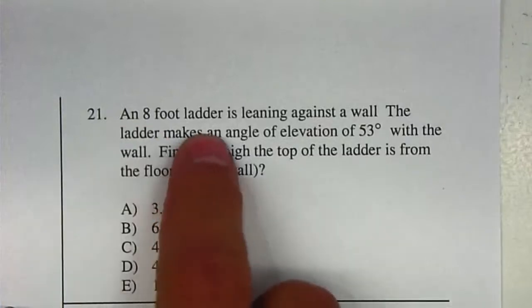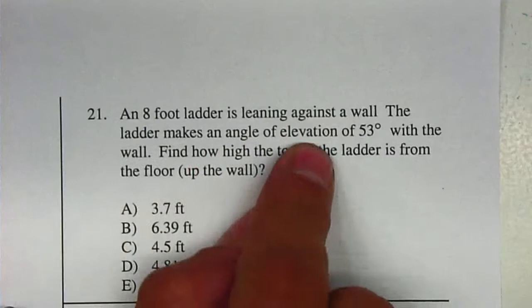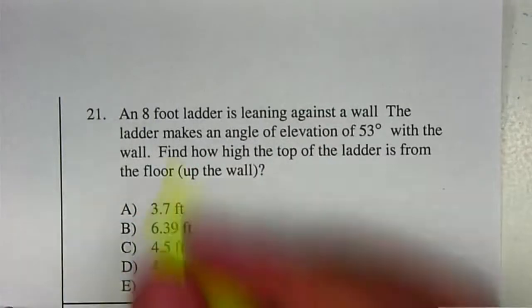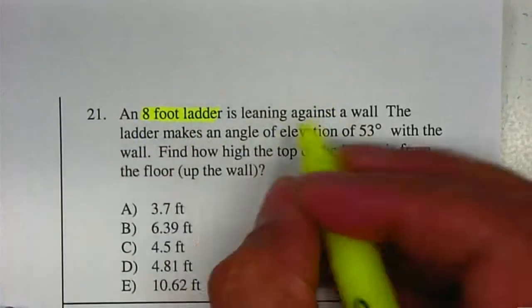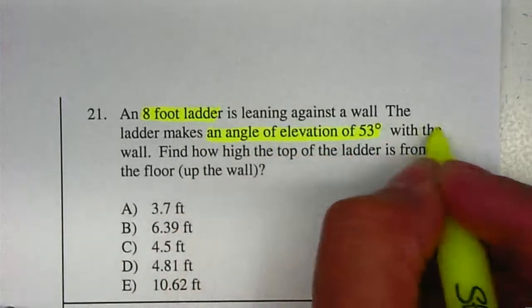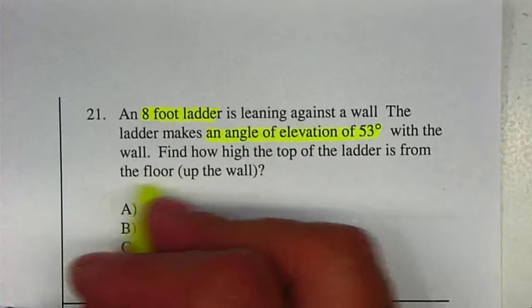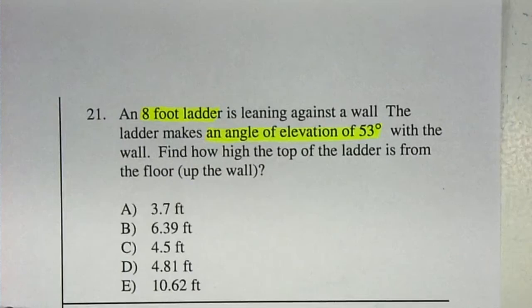An 8-foot ladder is leaning against a wall. The ladder makes an angle of elevation of 53 degrees. So we have an 8-foot ladder, and it has an angle of elevation of 53 degrees with the wall. Find out how high the top of the ladder is from the floor up the wall. So therefore, we need to be able to draw a picture.